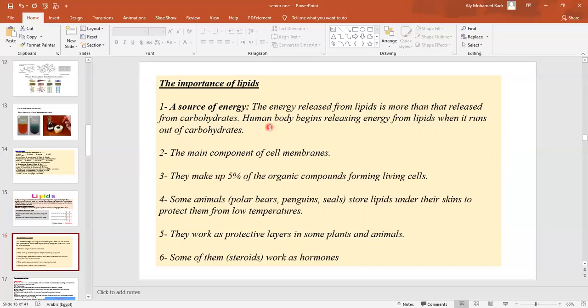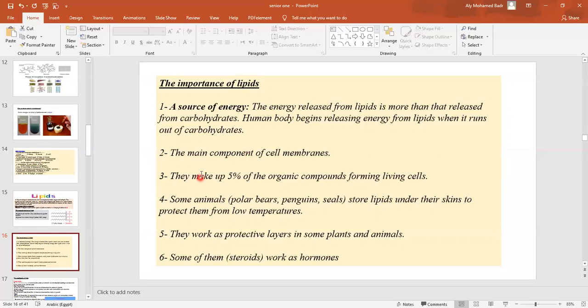The human body begins releasing energy from lipids when it runs out of carbohydrates. That's why we get fat: when we eat many fats, they are stored inside our body until all the carbohydrates run out, then our body starts to take the lipids and hydrolyze them.